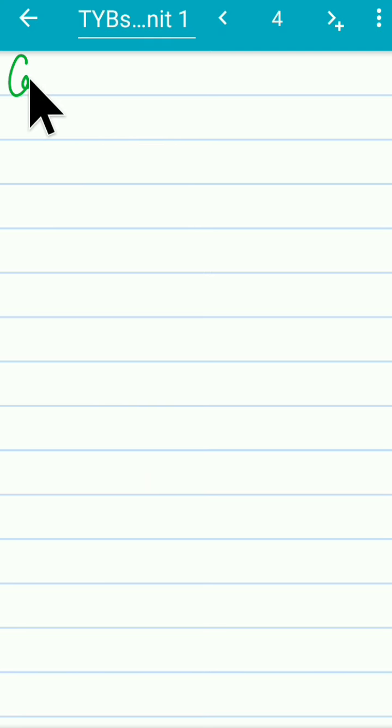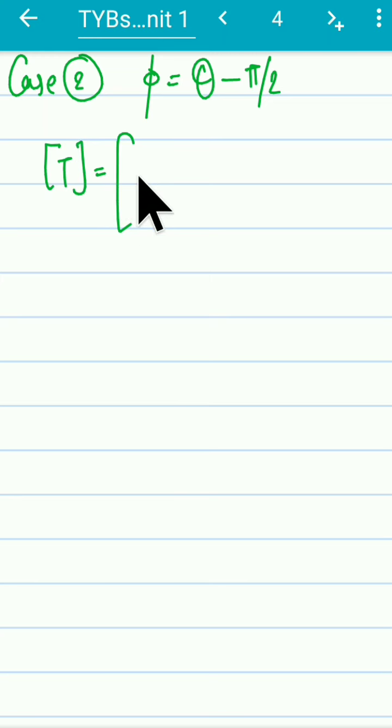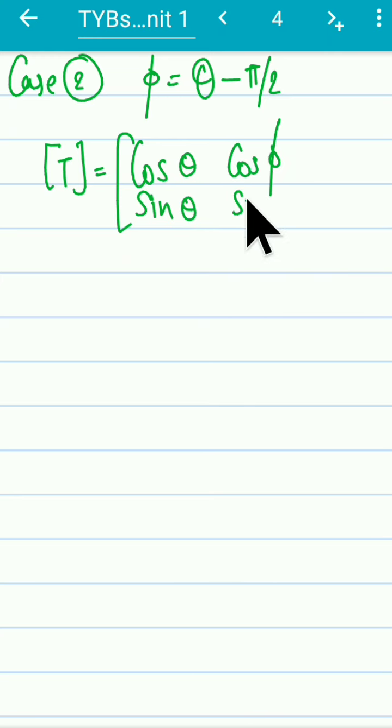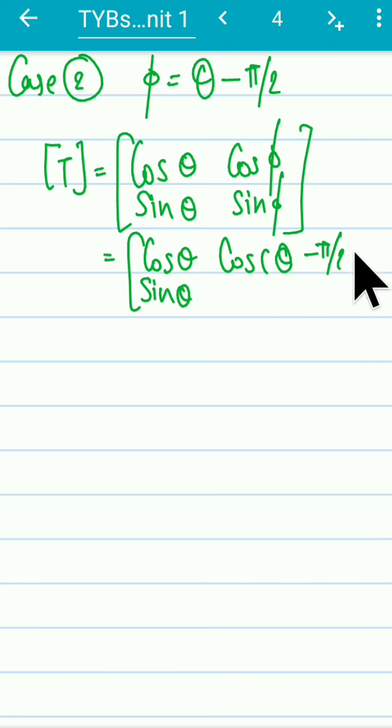The case 2, I know my matrix. Case 2 was what? Let us just write in detail. So my case 2 is nothing but phi is equal to theta minus pi by 2. So my matrix representation was what? It was cos theta sin theta. Over here it was cos phi. Over here it was sin phi. Let us now write the value of phi. So it is cos theta sin theta, the value is cos of theta minus pi by 2, sin of theta minus pi by 2.